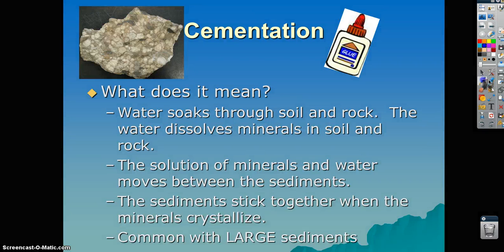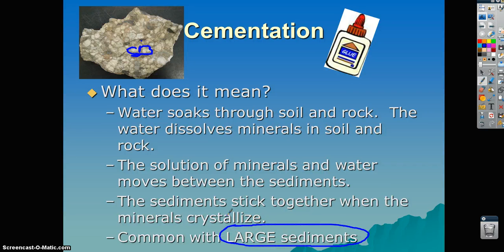Okay, so if you look at the picture up here in the corner, you'll notice you have these big old pebbles here, and then in between all that kind of grayish brown area, that's all what we call natural cement. Those are minerals that have crystallized, and as they've crystallized, they've stuck all those pieces together. So that happens when water soaks through the soil and it dissolves the minerals that are there, and when the water evaporates out, then the minerals recrystallize, and as they crystallize, they glue those pieces together. So this is what's going to happen when you have large sediments.